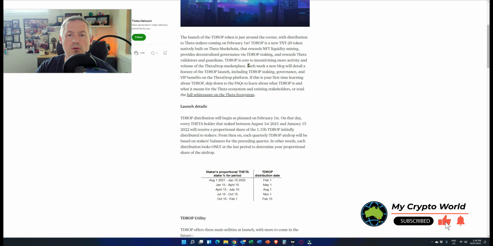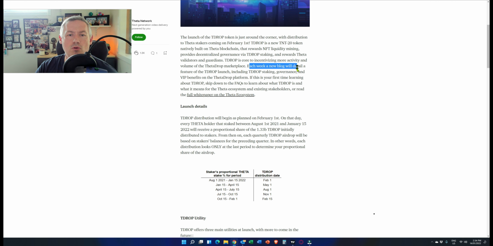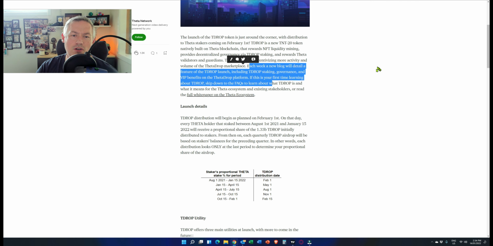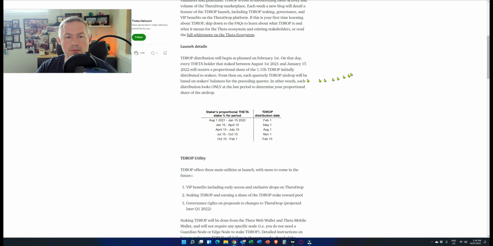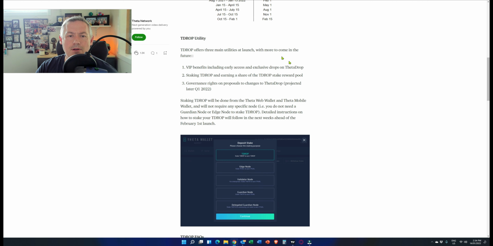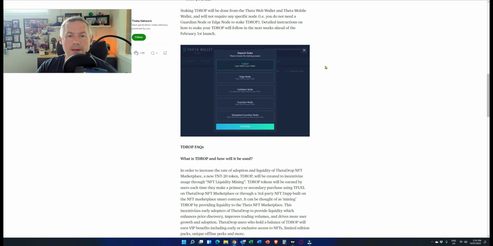Now, each week, a new blog will detail a new feature for the T-Drop launch, including T-Drop staking, governance, and VIP benefits on the Theta Drop platform. If this is your first time learning about T-Drop, skip down to the frequently asked questions. It just goes on, which pretty much covers the ecosystem, how it's going to be distributed, how much utility there is, what the value of that utility is, and what it's going to look like on the Theta platform when it actually does launch. And you can see here they've given you a screenshot, so this isn't live at the moment. This is just what it will look like.